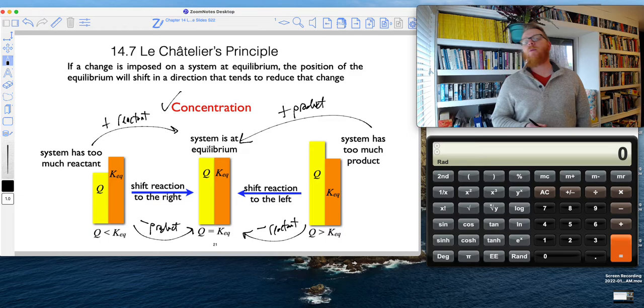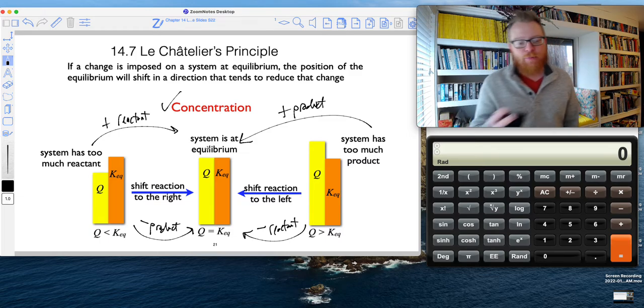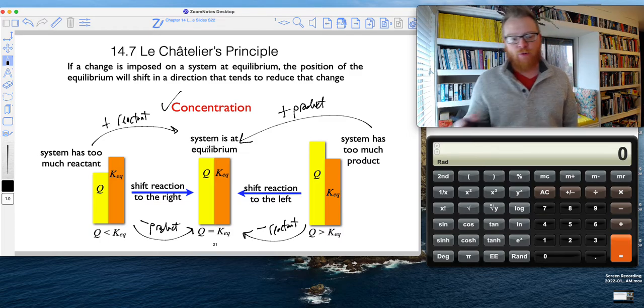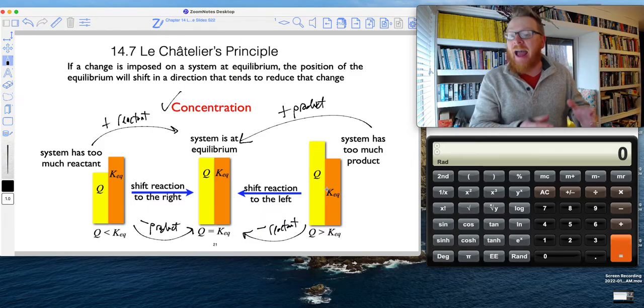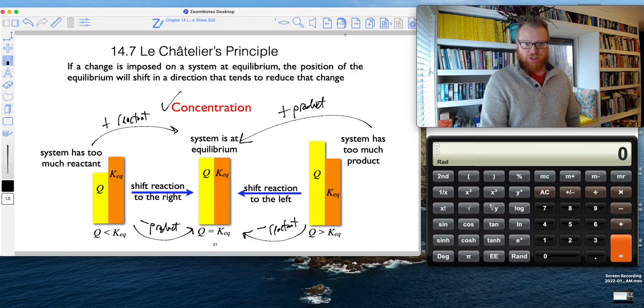There are a number of ways we can achieve these things: adding product or removing product, adding reactant or removing reactant. But all the same, we want to recognize that when we do one of these four things, the system is going to shift back to its equilibrium position.